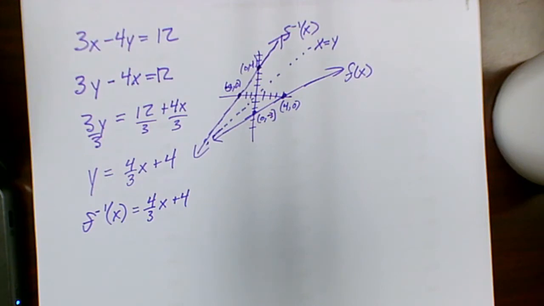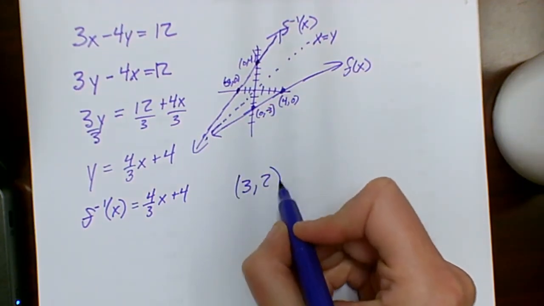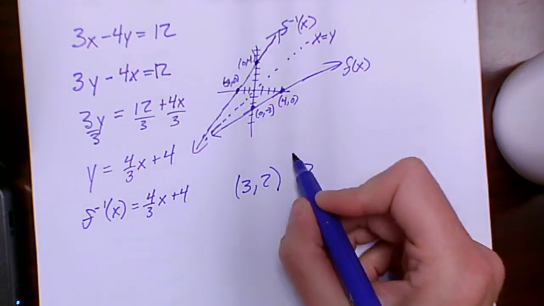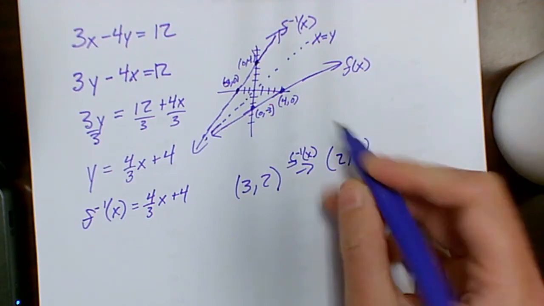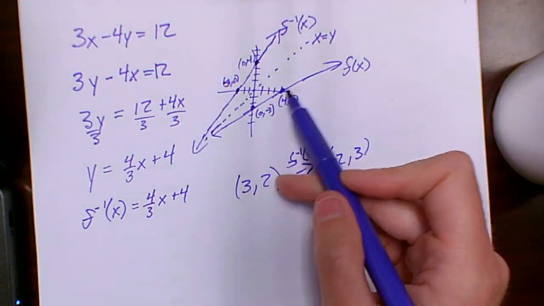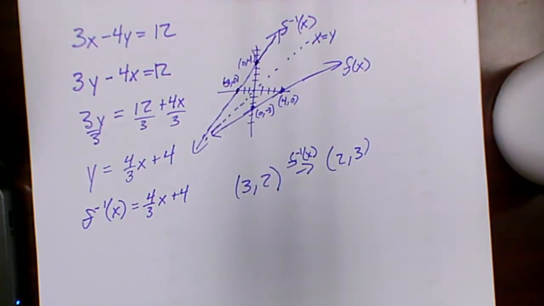So when you inverse a point, say like we have 3, 2, the inverse point of that would be 2, 3. So for every point you have on this line, you flip those two values and you should have one on the inverse line. So that's how you would graph.